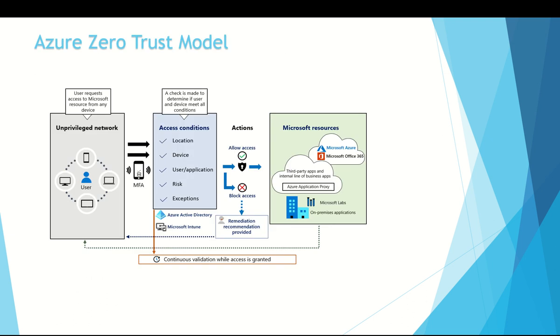Now we will discuss the Azure Zero Trust model. Zero Trust is a security model that assumes the worst-case scenario and protects resources within that expectation. Zero Trust assumes breach at the outset and then verifies each request as though it originated from an uncontrolled network.